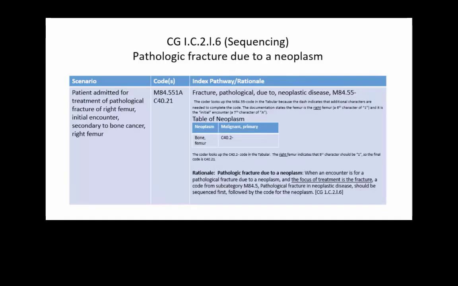This guideline has to do with the pathological fracture due to a neoplasm, and the patient's being treated for the fracture. You would code the M84 category code. The pathological fracture would be your first code, and then the cancer would be your second code. This is true because the focus of treatment is the fracture. If the focus of treatment had been the neoplasm and the patient just happened to have a pathological fracture, then the cancer would be sequenced first, and then the M84 category code.